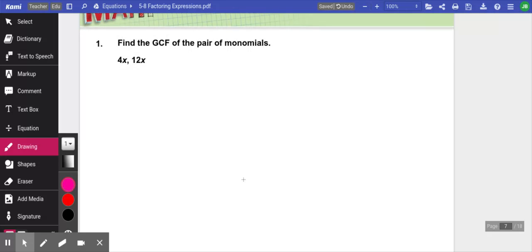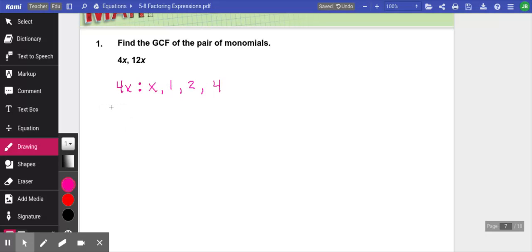Okay, this one's a little bit simpler than 72 and 81. It's 4x and 12x. So here's what I would represent. I would say the factors of 4x. Well, we know it's going to be x. We also know it's going to be 1 times 4 and 2 times 2. So I try to list them in order if I can. So x, 1 times 4, and 2 times 2.